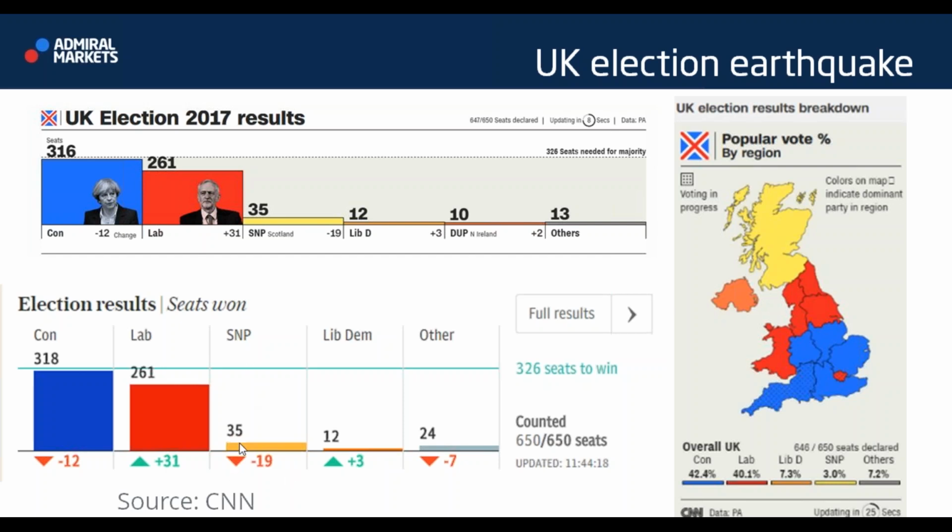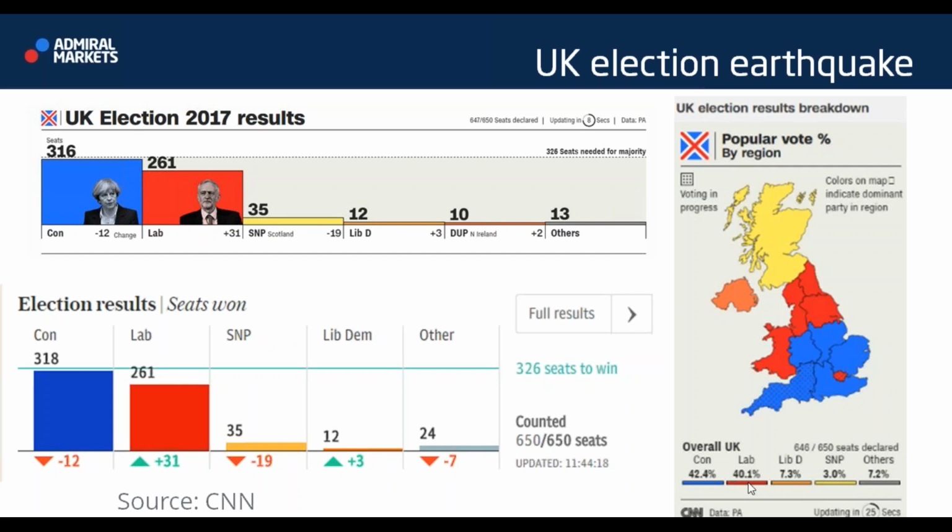The Scottish Party has lost. Liberal Democrats have gained a few seats, and there are some others that have lost. If you look at it by region, you can see that Labour is more popular in Wales and in the north of England, the north of the UK. Scotland itself voted more for the Scottish Party, and in the south, center and also east, it is more in favor of Conservatives. Total number, though, 42.4 versus 40.1%.